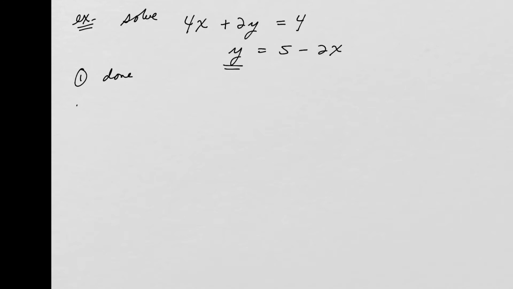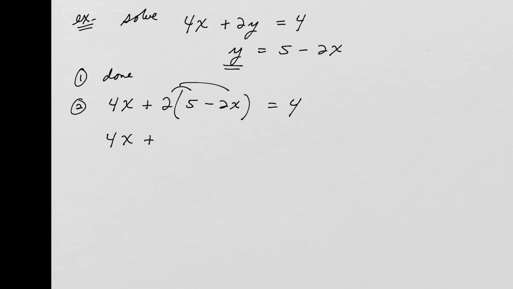So I can go right to step 2, the substitution step, and I go to the first equation, and where I have a y, I'm going to plug in that expression, 5 minus 2x. Okay, now I can solve this for x, right? So I would distribute the 2. So I have 4x plus 2 times 5 is what? 10. 2 times negative 2x is negative 4x. That equals 4.